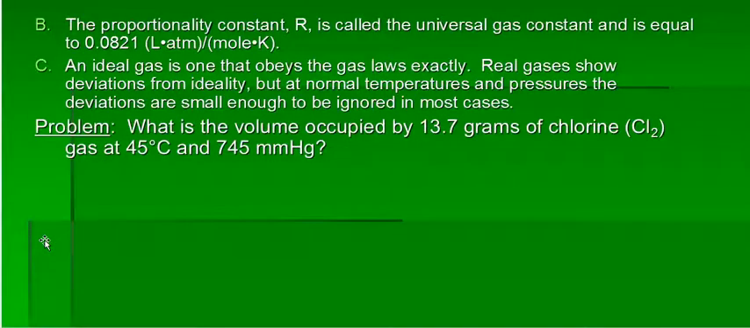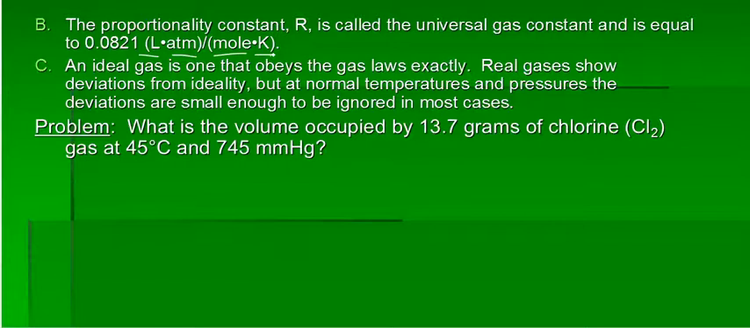That proportionality constant R is called the universal gas constant. It's equal to 0.0821, and it's got some weird units associated with it. But what that tells us is this: my volume has to be in liters, my pressure has to be in atmospheres, moles obviously, and temperature is in Kelvin. So the proportionality constant tells us the units for volume, temperature, and pressure.